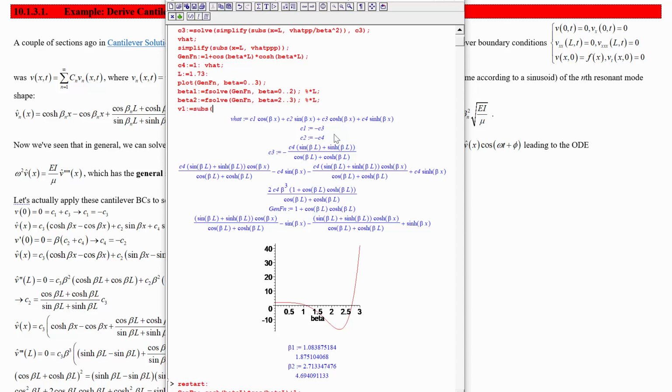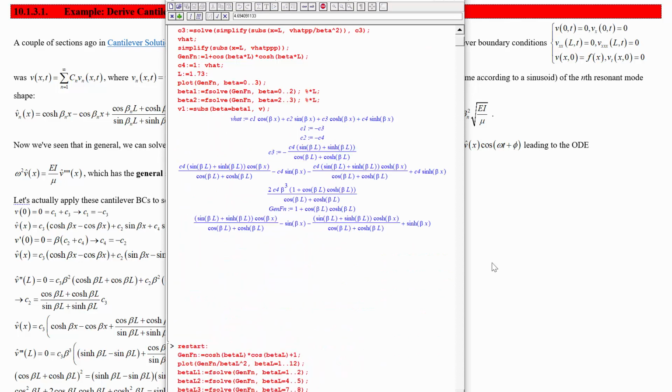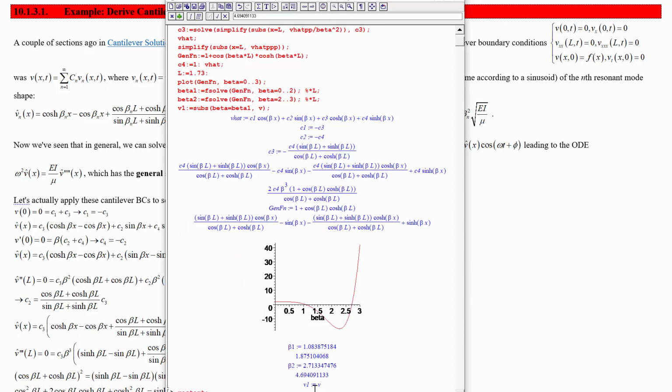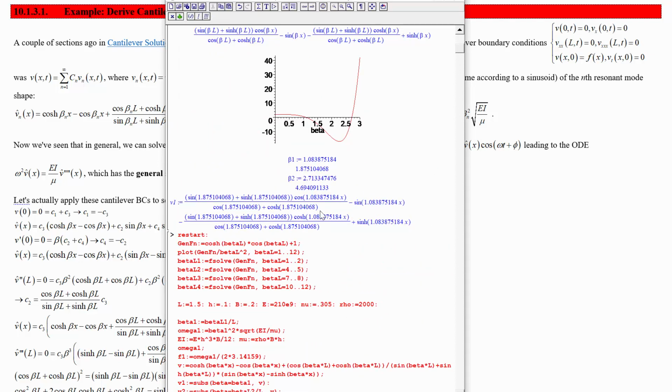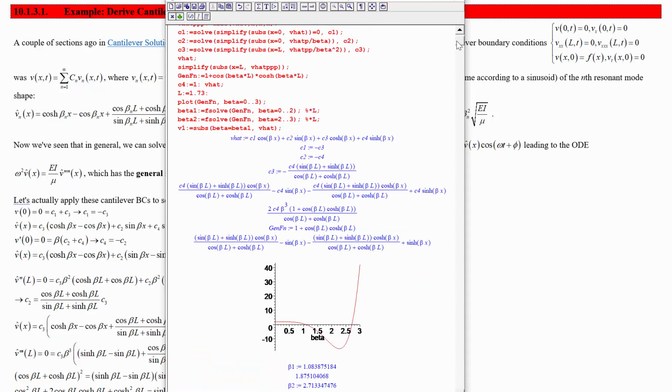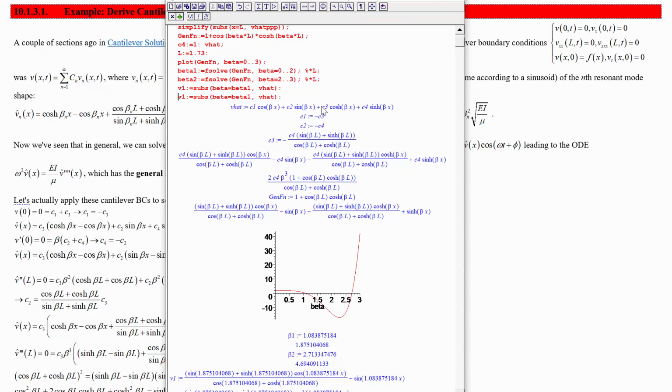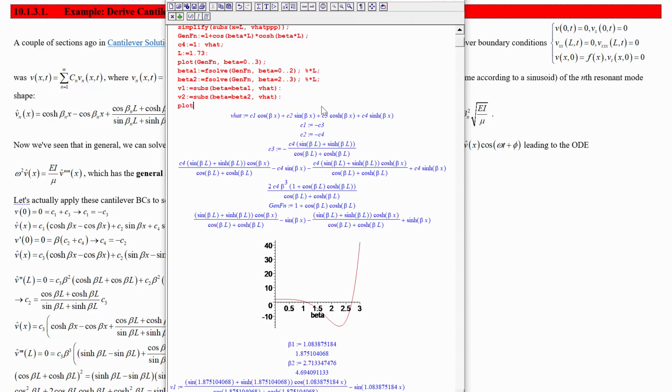is equal to subs beta equals beta 1 into V, and have a look at that if we like. Into V hat. That's why it's good to look at it even if you don't think it's going to be that nice of a function. And then we can plot that from x is 0 to L, along with V2, let's say. And plot V1, V2, x equals 0 to L, and just see what we're looking at here.